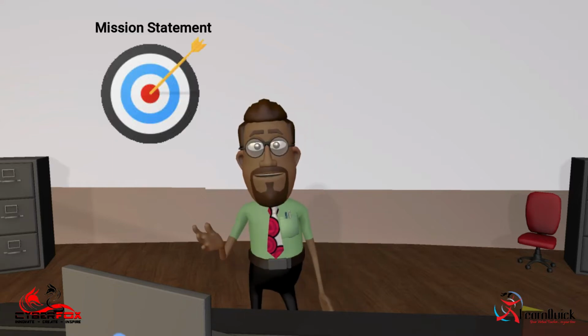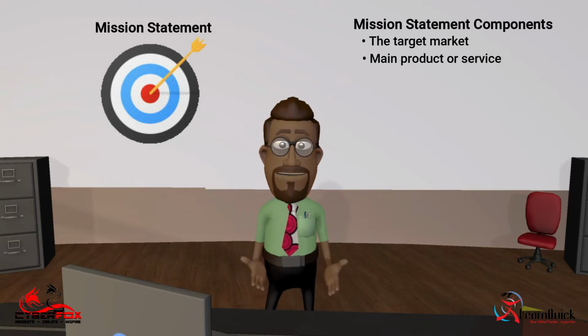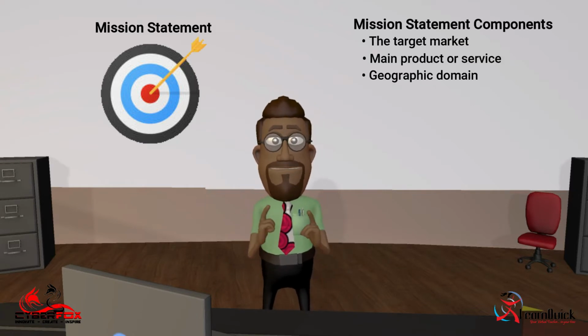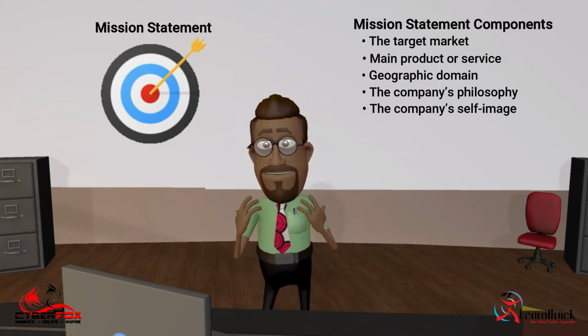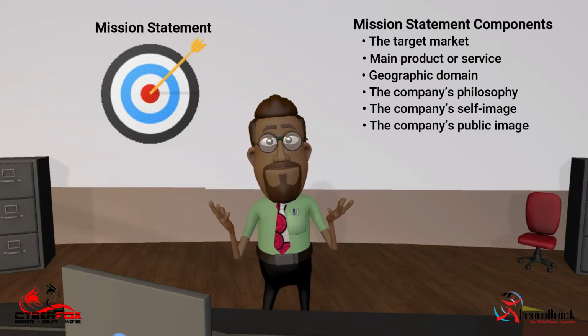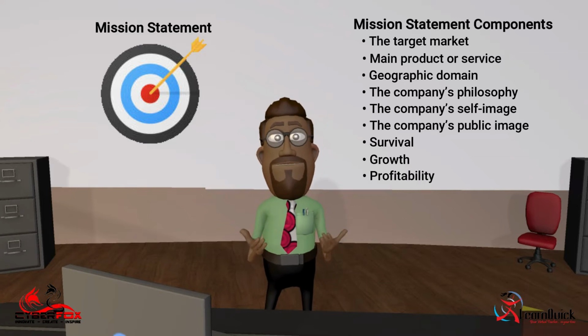The first element is the vision, which is the dream for the enterprise by top management that will be achieved in the long term. The second element is the mission statement, which is a short summary of why the company exists and is made up of core components, which include the target market, main product or service, geographic domain, the company's philosophy, the company's self-image, and the company's public image, survival, growth, and profitability.